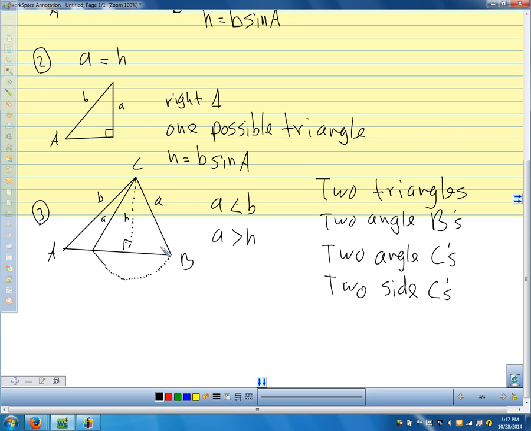So one of these angle B's we can figure out with the law of sines. We just use our law of sines. What do we know about this angle and that angle, since those two sides are the same? They are congruent. What do we know about these two angles? Supplementary. If you subtract one from 180, you get the other one. So the two possible angle B's are supplementary.